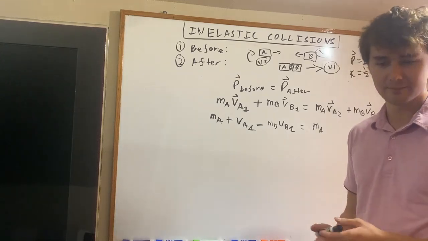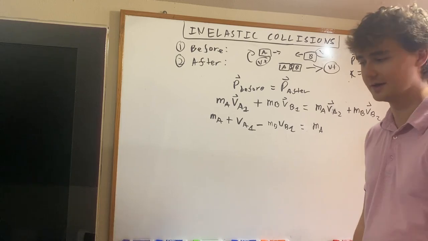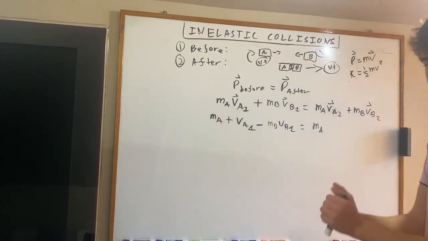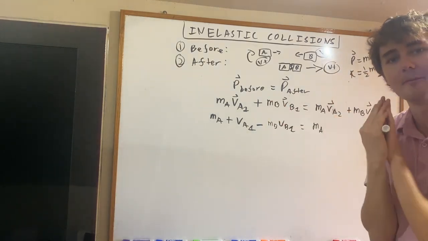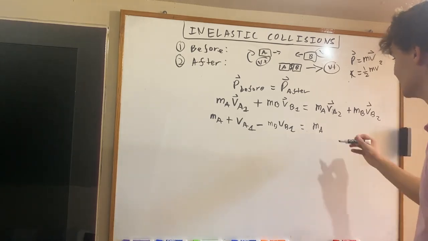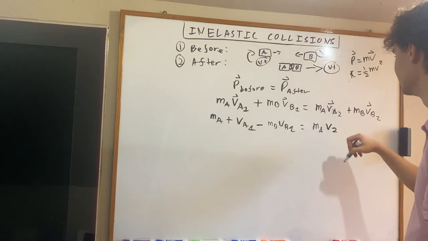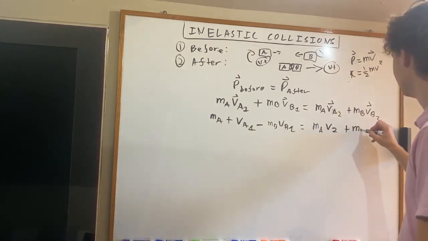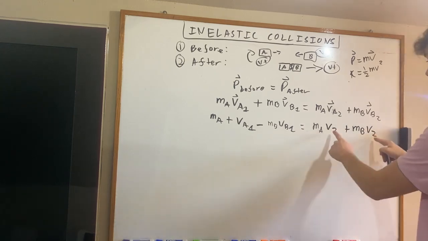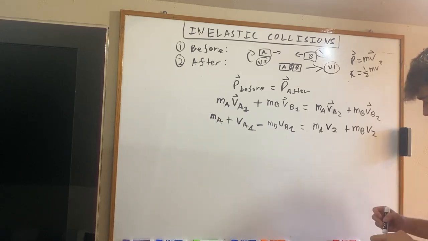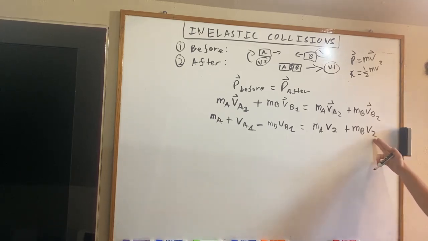So what you can notice actually is that here their velocities are different, right? Or even if they were the same, they're two different velocities that you're looking at. In the after scenario though, since they're connected together, their velocities must be the same. So we can just call it one velocity, V2, plus MB V2. So these are actually the exact same term here, the same variable.